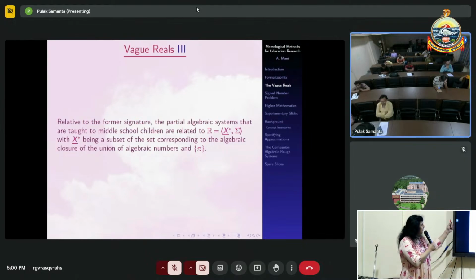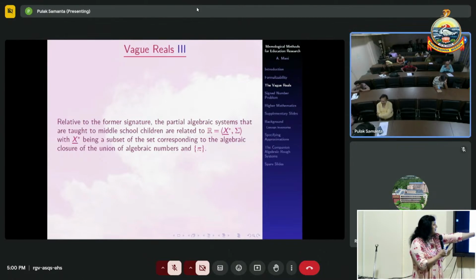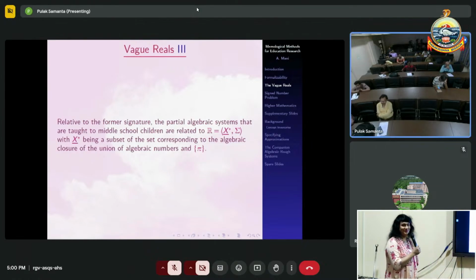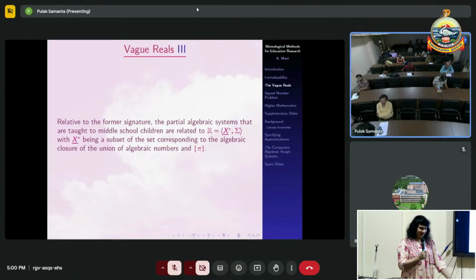And so relative to the formal signature, partial algebraic systems that are taught to middle school children are related to that, where X star is a subset of the set corresponding to the algebraic closure of the union of algebraic numbers and pi. This is a deduction. And the signature I've already mentioned. That's how it is learnt.